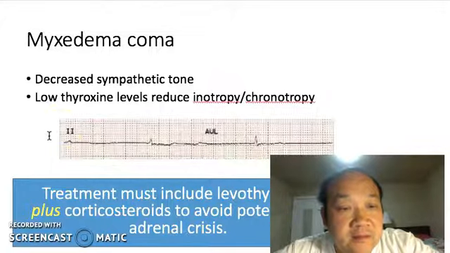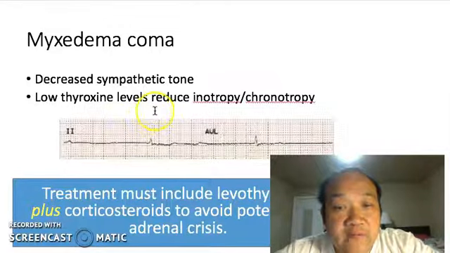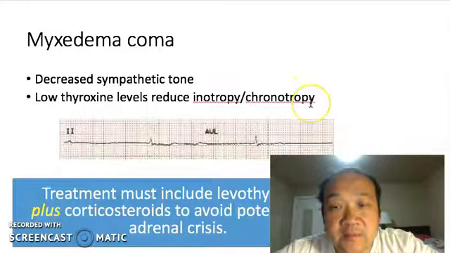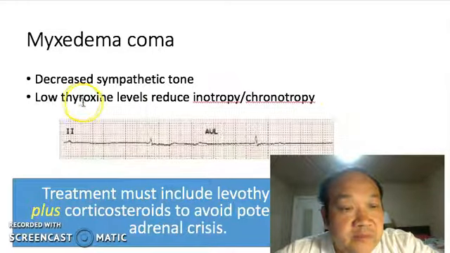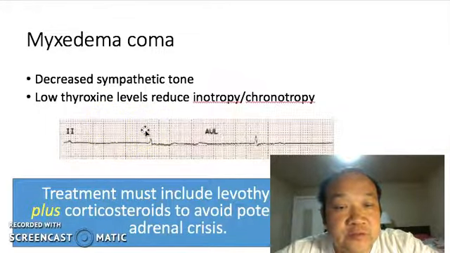Myxedema coma, like neurogenic shock, involves loss of sympathetic tone. Also, myxedema stems from low thyroxine levels, which in turn reduces inotropy and chronotropy. Importantly, treatment of myxedema should involve both replacement of levothyroxine and corticosteroids to avoid adrenal crisis.